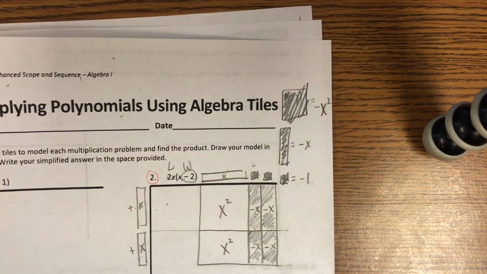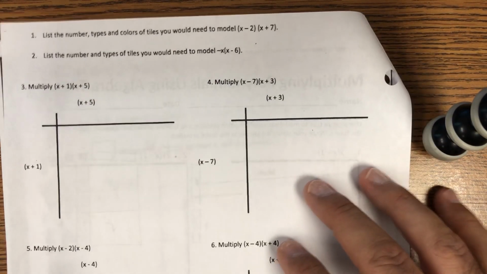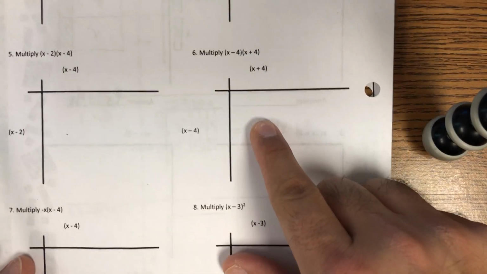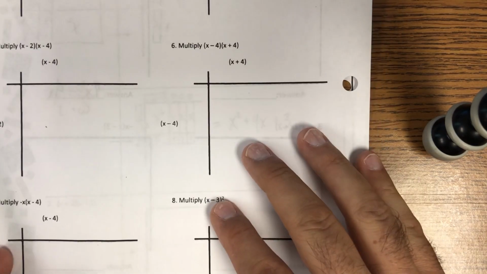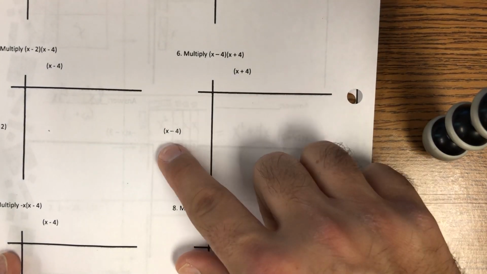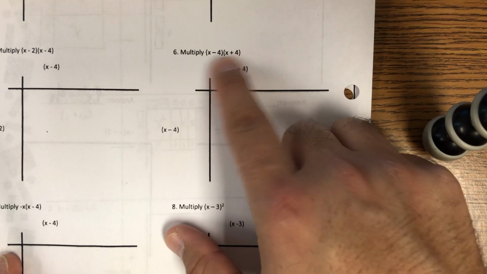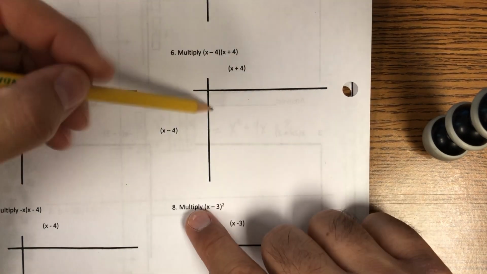Let's do one more example. Let me find the one I was going to do. I know I had another one. Let's do this one. All right, so length times width, it's written here, length times width. So let's go ahead and put those in.